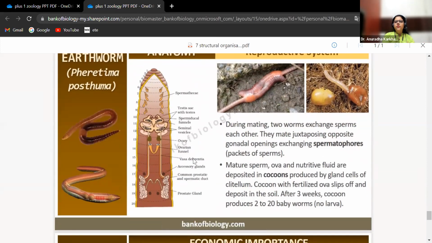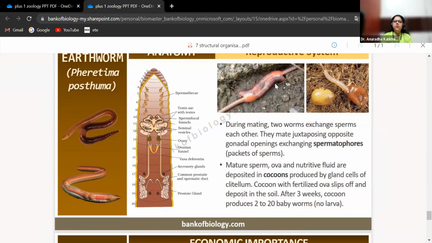During mating, two worms exchange sperms with each other. They mate juxtaposing opposite gonadal openings, exchanging spermatophores. Okay, you know that even in cockroach we have seen that the spermatozoa are going to be glued together to form packets, and those packets get exchanged. Right? So this is called juxtapositioning. They lie opposite to each other in this fashion. If this is my hand, and the other is like this, we call this juxtapositioning. This is my thumb, this is my thumb. This is called juxtapositioning.